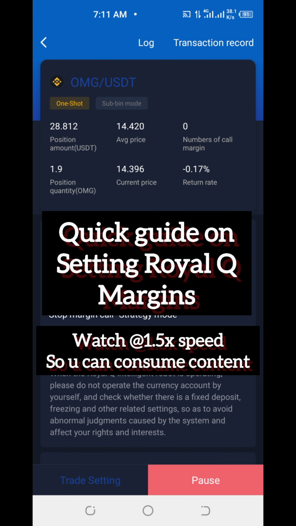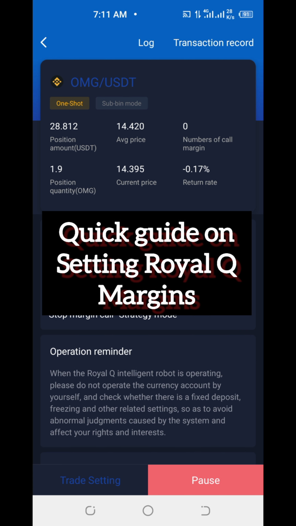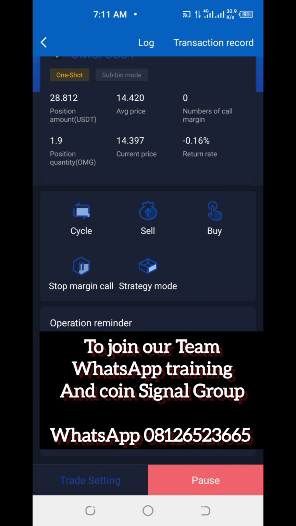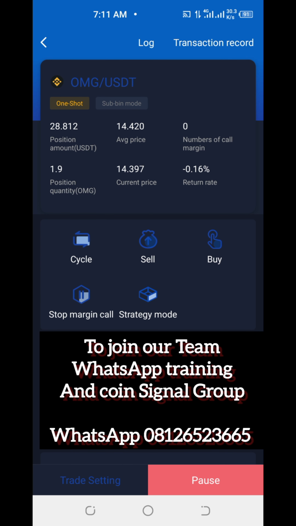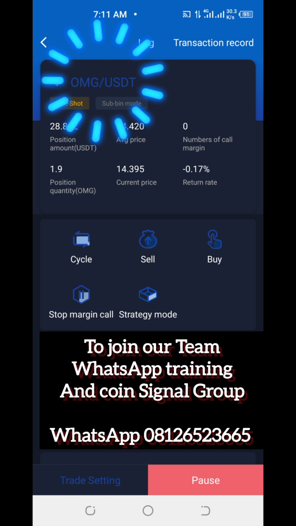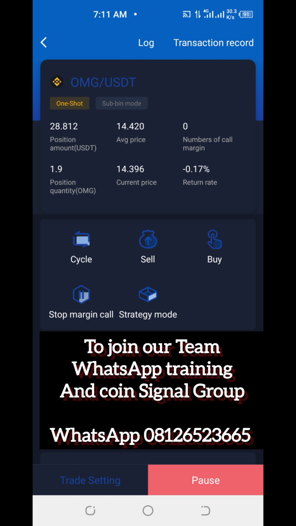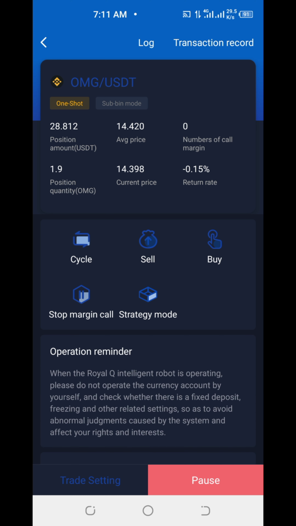Okay, so let me show you something about the margins. This might help you understand what the margin is entirely. So first of all, we go to trade setting. This is OMG. I'm trading OMG on one shot. The reason I'm trading OMG on one shot is because of the behavior of the coin.